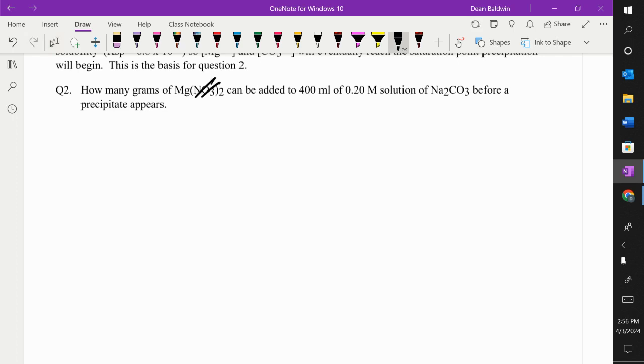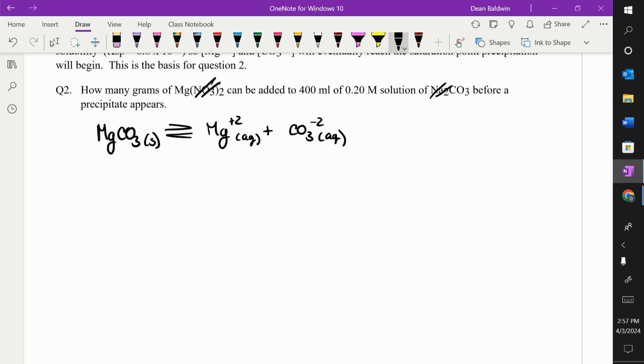Boom, boom. Do we worry about sodium? No. So it's going to be magnesium carbonate, right? Does that make sense? Okay, so MgCO3, solid. There's our equation.